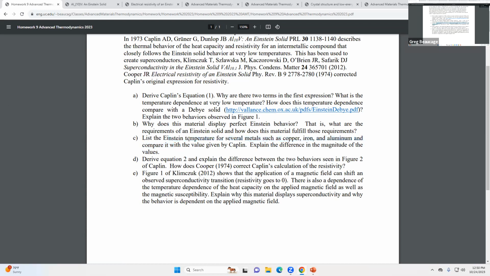Then I wanted you to compare it with the Kaplan numbers. You find out these are all like 244, 300 Kelvin, and Kaplan's number is 22. So somebody calculated the Einstein temperature using the Einstein equation, and it didn't agree with the numbers that are measured.